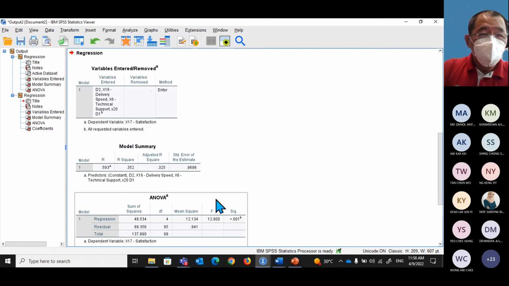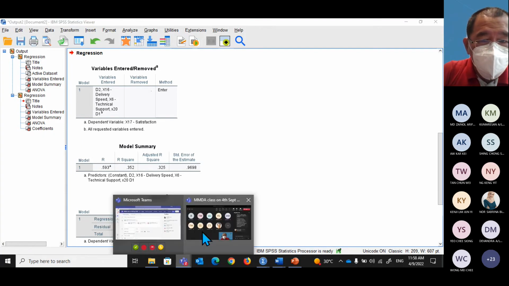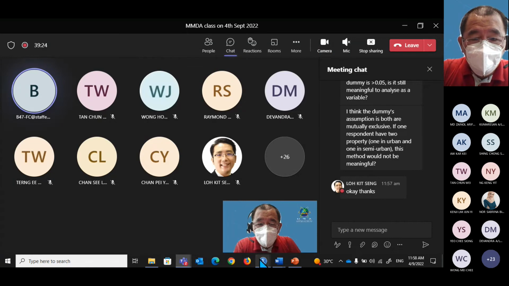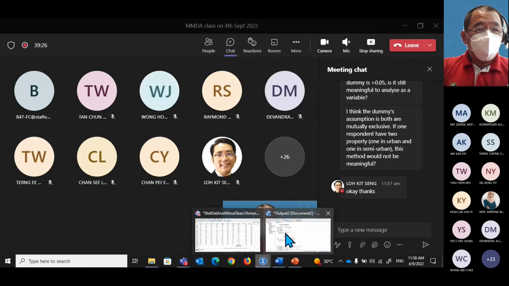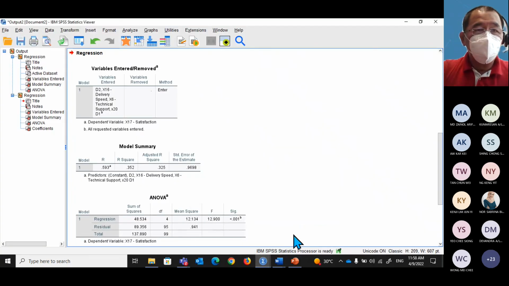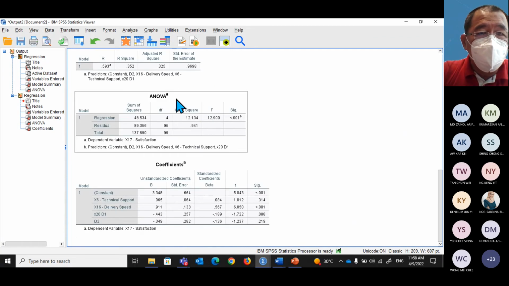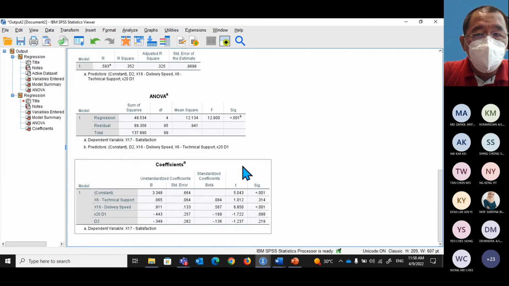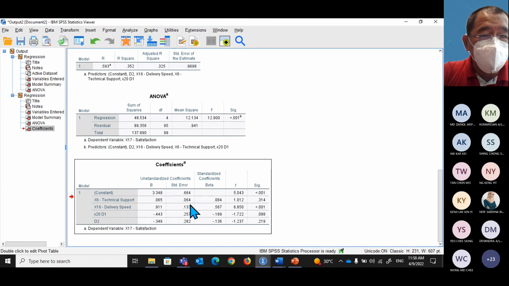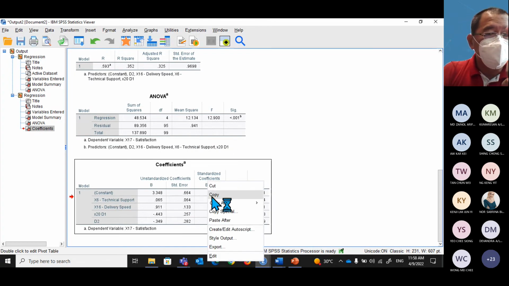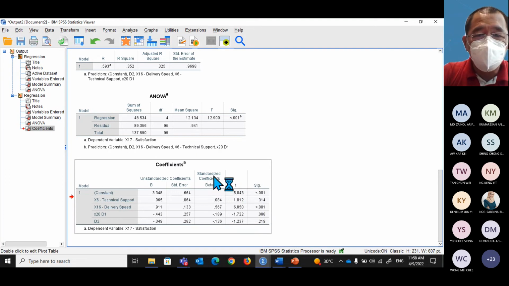So therefore, to interpret other things is all the same, but only this one is a bit different. I'll show you now the coefficients. From here you should be able to get three equations. Okay, we do it now.